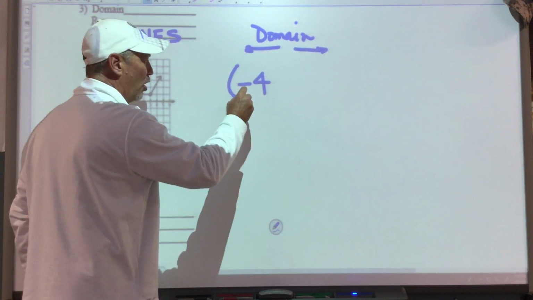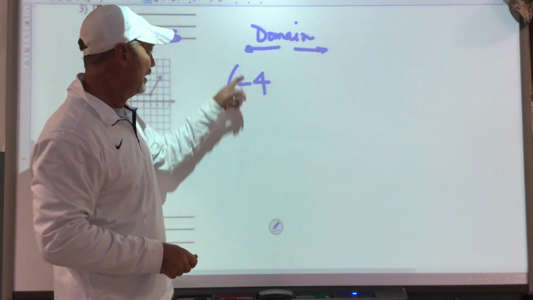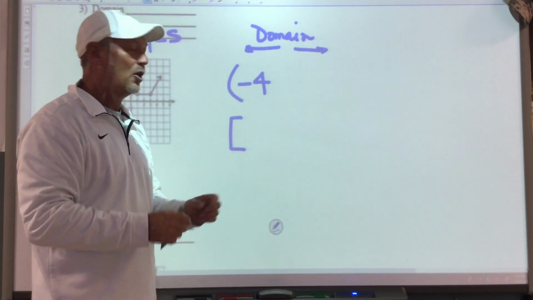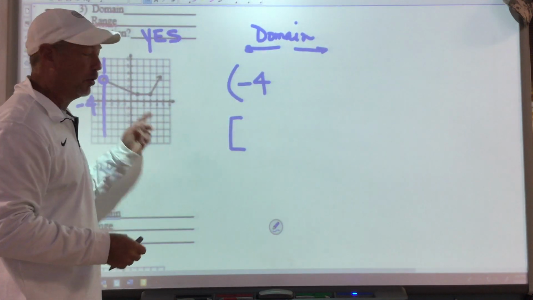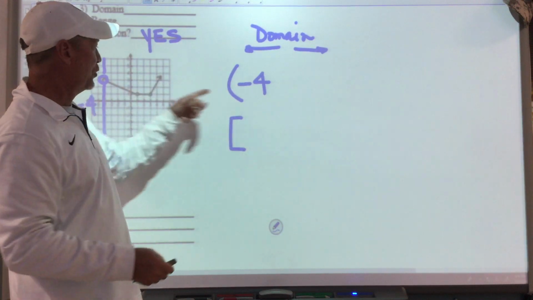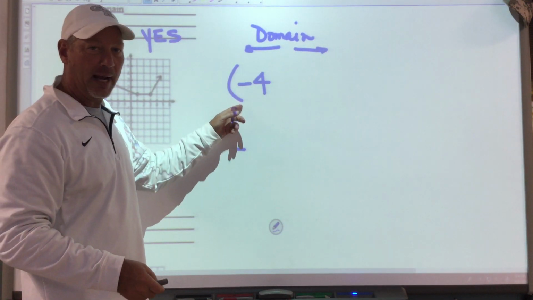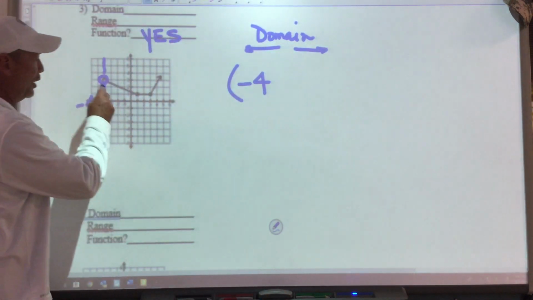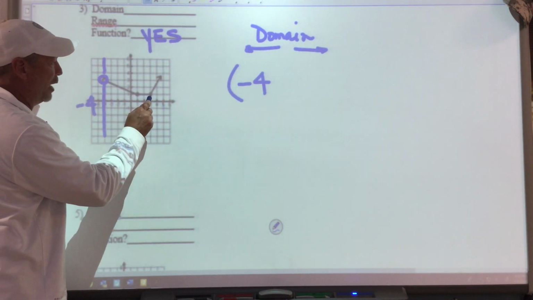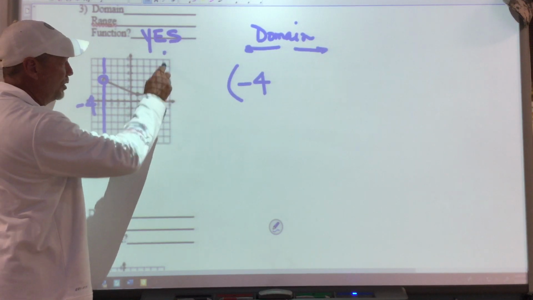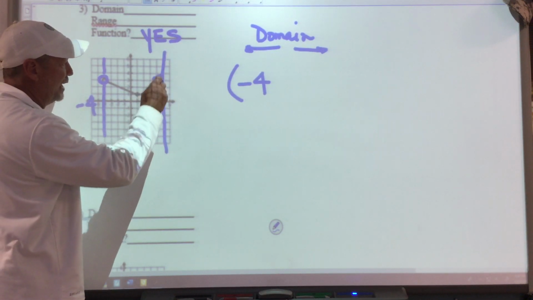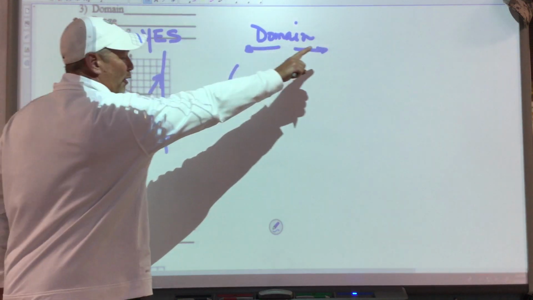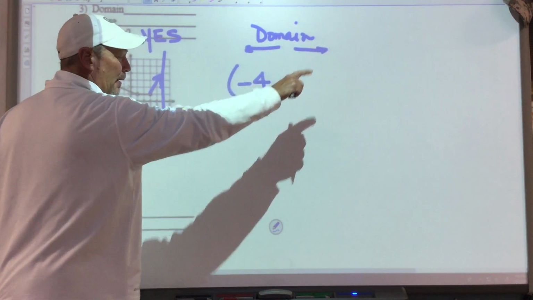So we get what's called a soft bracket. Not the hard squared off where you make contact, or if you had a closed circle, but since you have an open circle, you're going to use a soft bracket. And we're going to travel all the way around and look at my right edge. It has an arrow, so it's going to go forever.